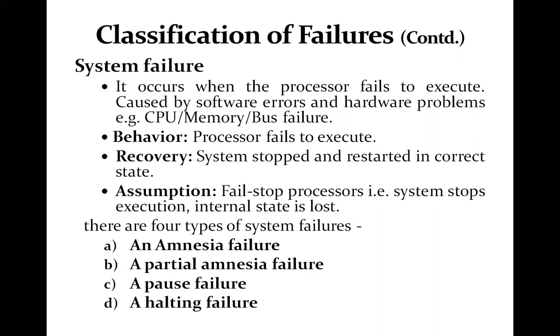The second classification is the system failure, because a system failure occurs when the processor fails to execute. It may be caused by a software error or a hardware problem. If it is a hardware problem, it may be associated with the CPU failing, the main memory failing, the power failing, or the bus through which the data moves from one place to another failing.